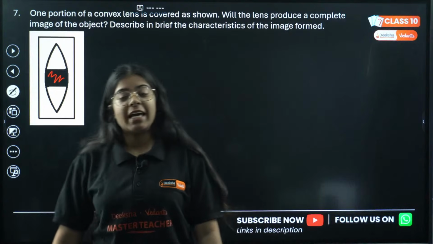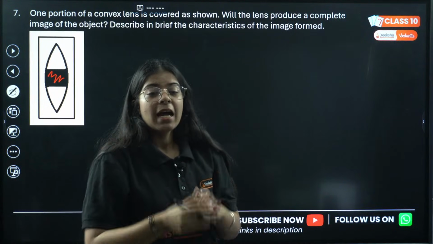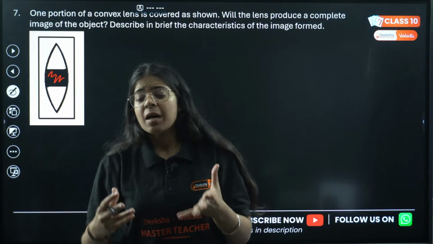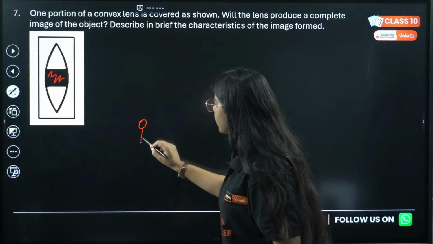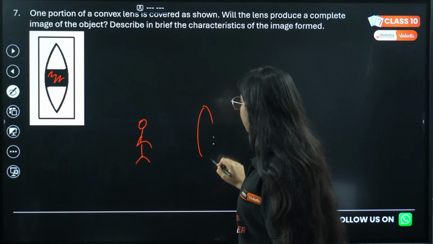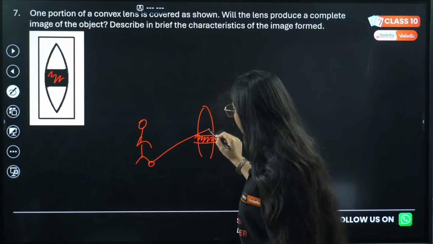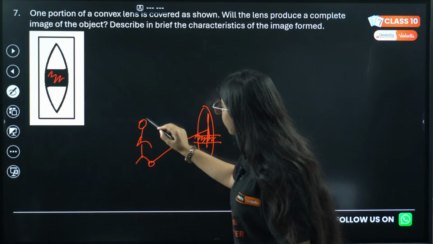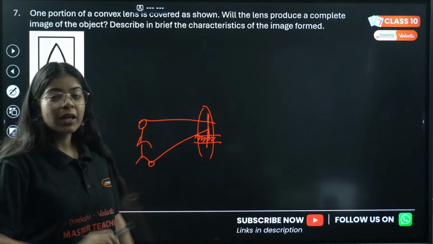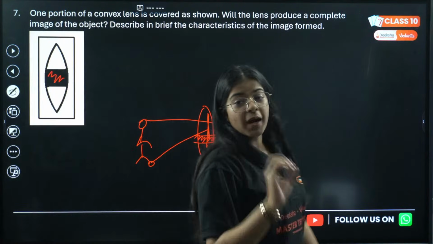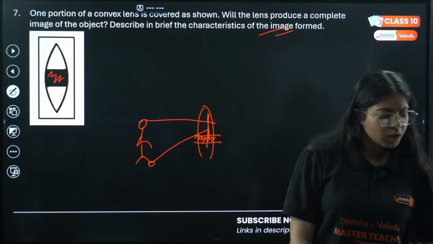Everyone, even if a part of my lens is covered, it will still make the full image. Why? Because all the rays from each part of the object, let's say a person, and this is a lens. Even if I cover half of this part, the ray from his foot is also hitting this point of the lens, and from the head is also hitting that part of the lens which is not covered, correct? So a lens will form the full image, but there will be a slight difference in the characteristics of the image. Let me know what those can be.